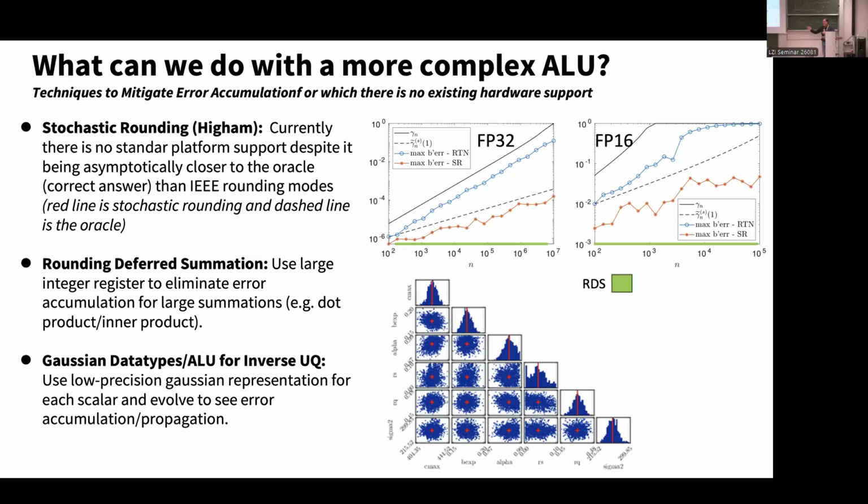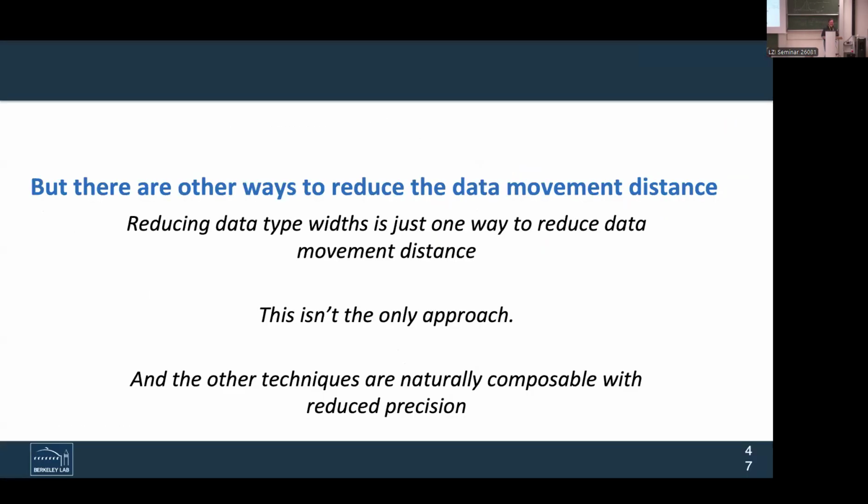So if they do it for the regular way they do UQ, I think it'll be okay if we do it for the inverse UQ. That's a guess. So there's other ways to, this is the last piece, other ways to reduce data movement distance. So reducing data type widths is one way.